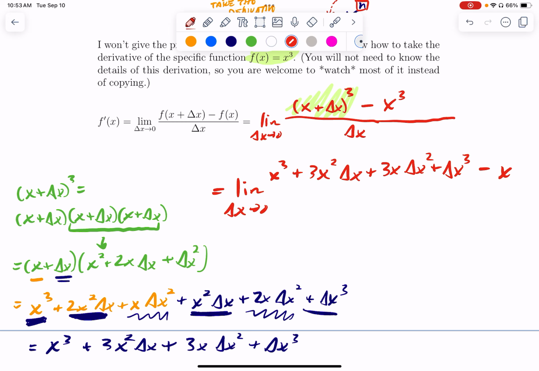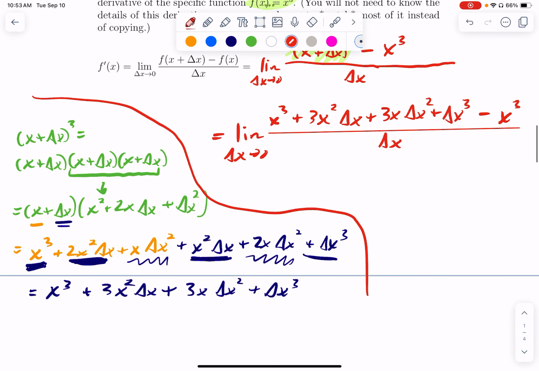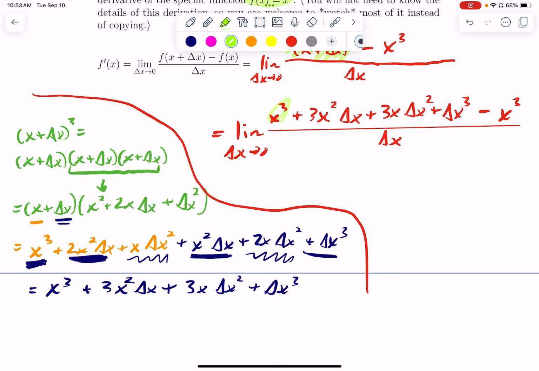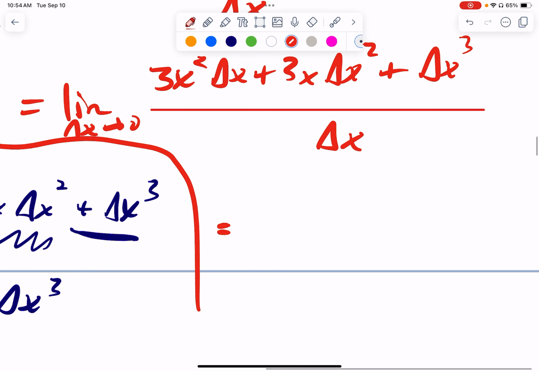This is very tedious, which is why you want to absolutely just remember the shortcut to the answer. If you need to do this every single time you do a calculus problem, it's going to be a nightmare. What I notice in this numerator is that x cubed and negative x cubed cancel. So I am left with the limit as delta x approaches 0 of 3x squared delta x plus 3x delta x squared plus delta x cubed all over delta x.